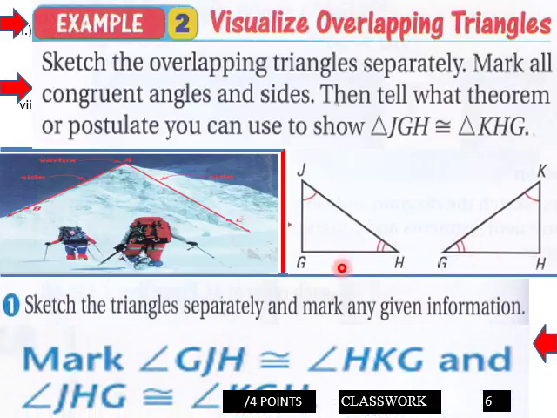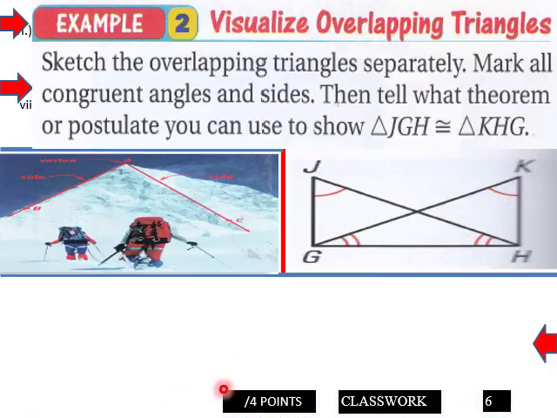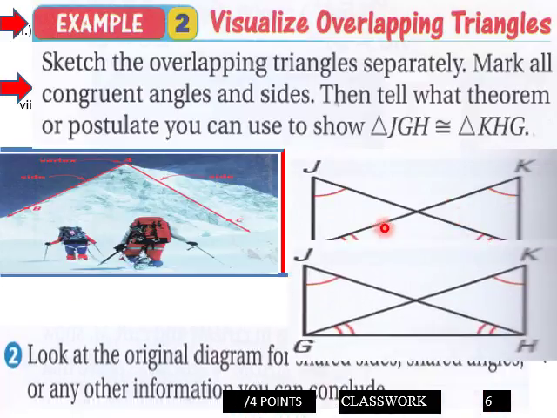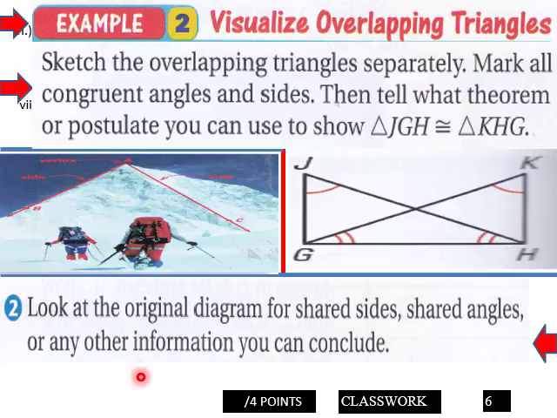Okay, so we separate them here. Sketch a triangle separately, mark any given information. So we've marked these. We've got congruent angles here. We don't have any sides yet. And angle JHG. So we have two angles here that are congruent. So that was the original there.